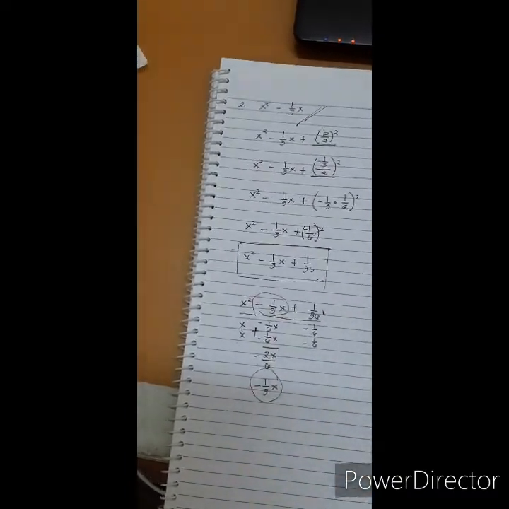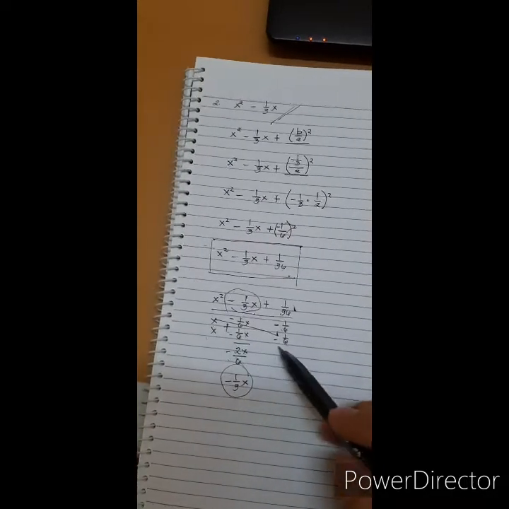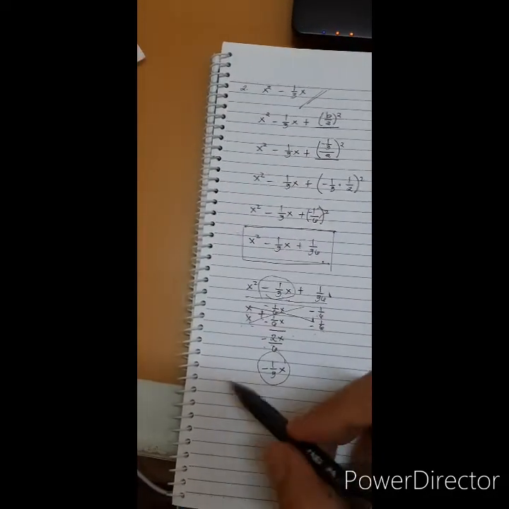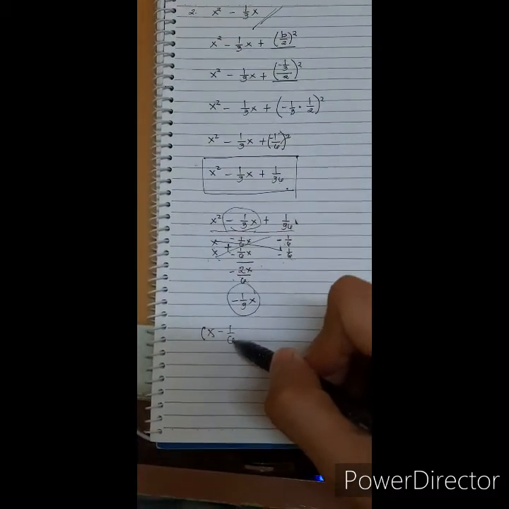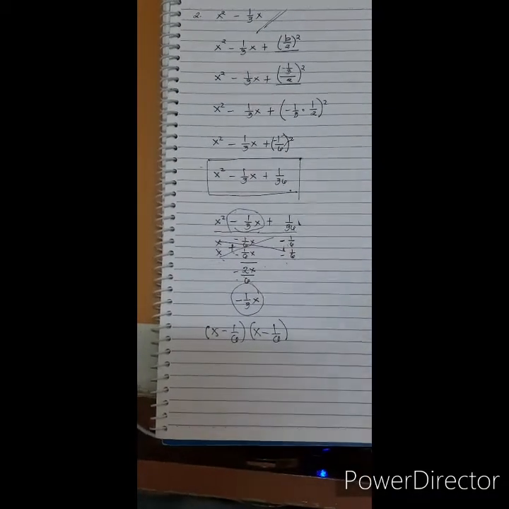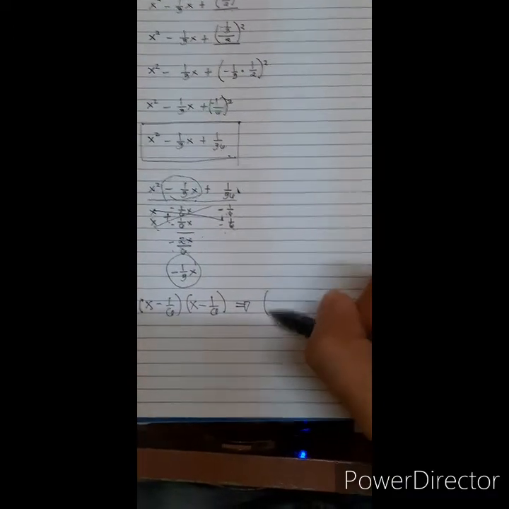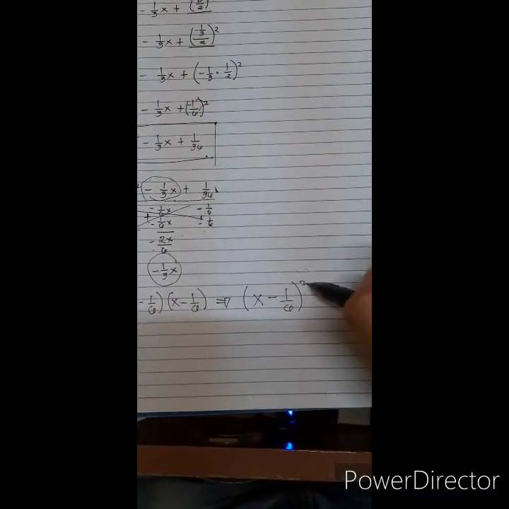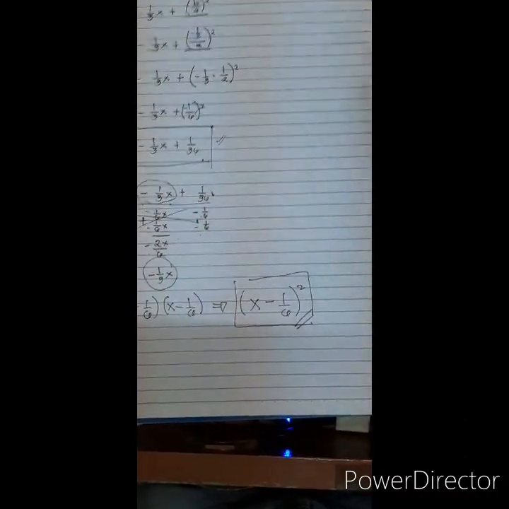So the factors are x minus 1 over 6 times x minus 1 over 6, or you can write it in this way. So we have x minus 1 over 6 times x minus 1 over 6. Or the square of binomial form is x minus 1 over 6 squared. Now we have the square of binomial and the perfect square trinomial.